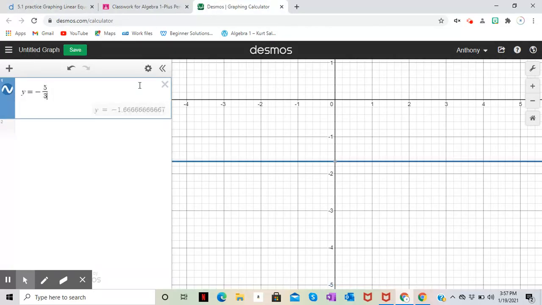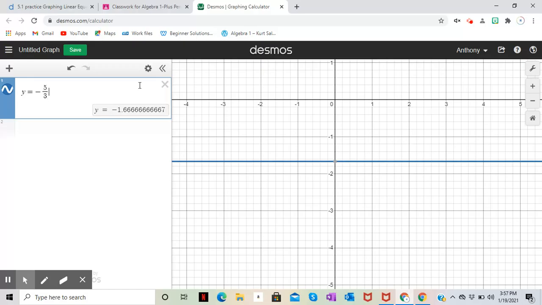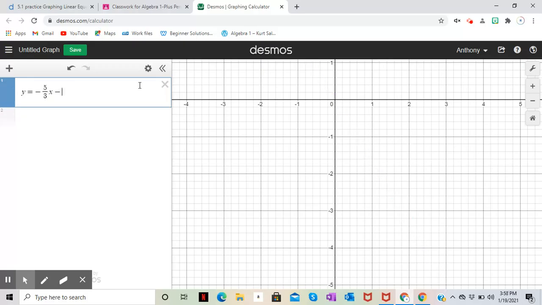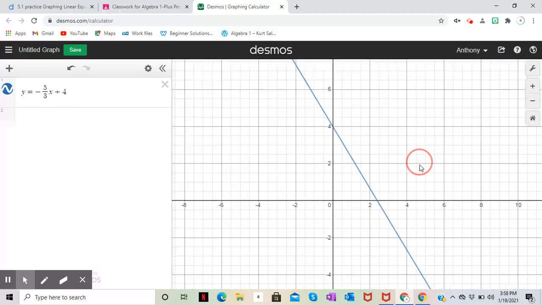-5 divided by 3. Now, when you put the x in, you have to arrow to the right and type in x. If you type in x here, you're going to get the wrong answer. Look, that's not a line. You have to arrow to the right and hit x. And then we have minus, what was it? Minus, or plus 4. Right? Now, if I look, it's not really in my frame, so I can click and drag, I can zoom out, I can zoom in, whatever the case may be.